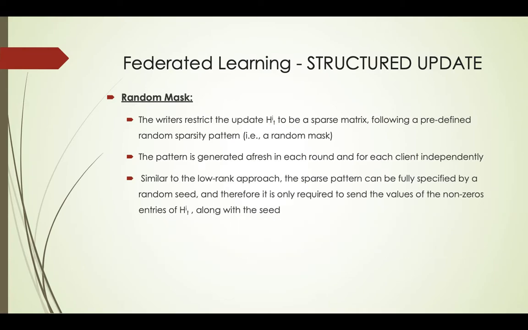Random mask. The writers restrict the update H_i^t to be a sparse matrix, following a predefined random sparsity pattern. The pattern is generated afresh in each round and for each client independently, similar to the low rank approach. The sparse pattern can be fully specified by a random seed, and therefore it is only required to send the values of the non-zero entries of H_i^t along with the seed.